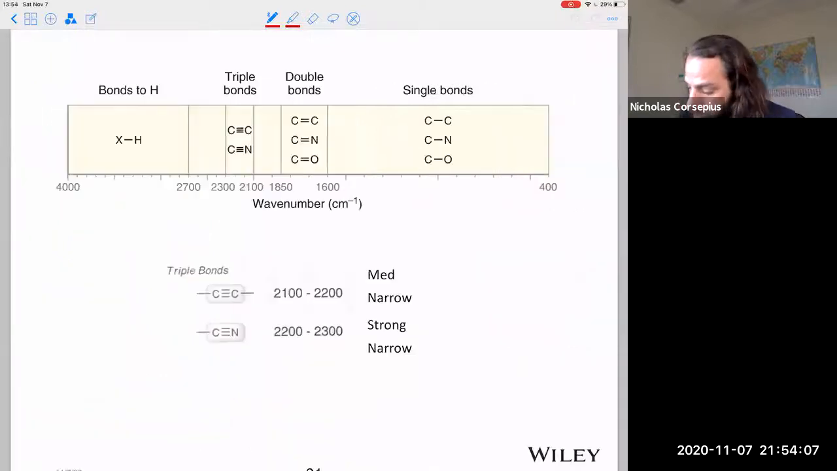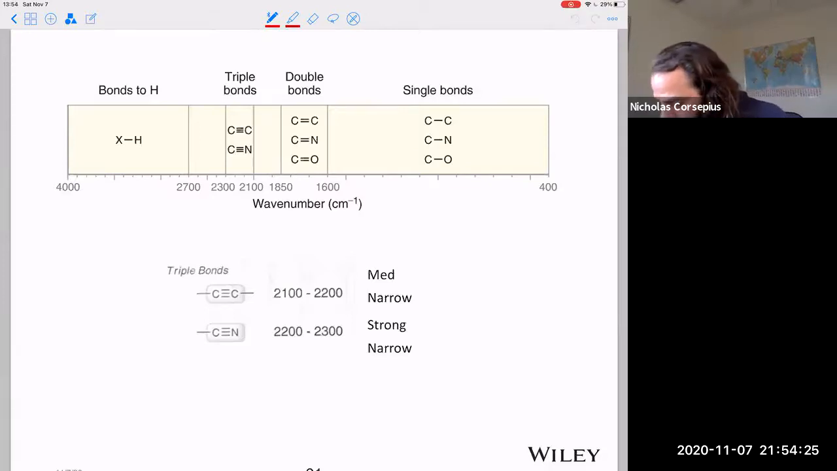Triple bonds. So triple bonds are going to be in the 2100 to 2300 range. Again, it's all about going in and putting down bars on these graphs and asking, do I have a peak in here? The two most common, really, I think the only ones that you're going to see for triple bonds, are carbon-carbon triple bonds.